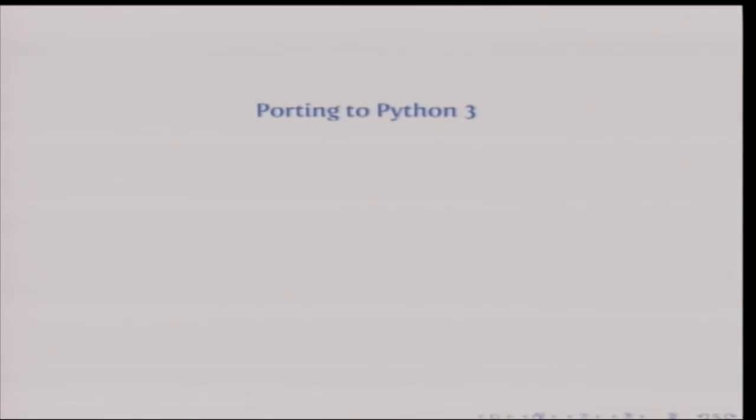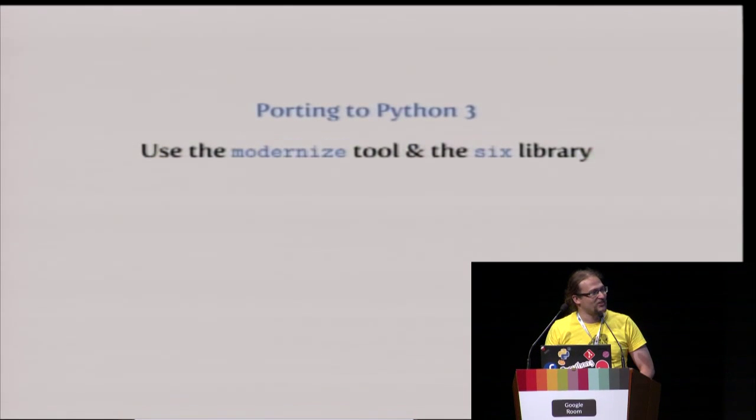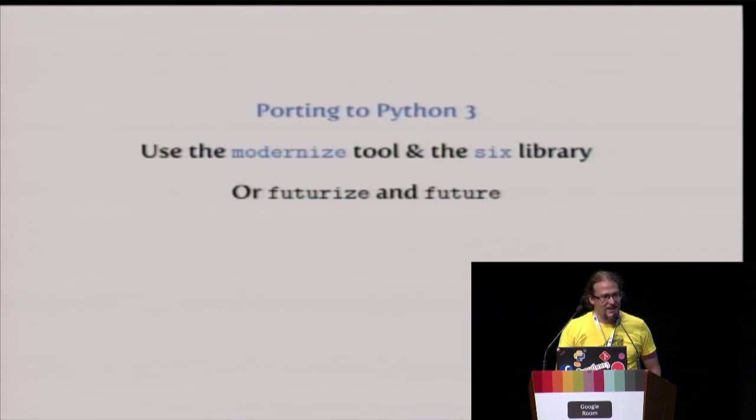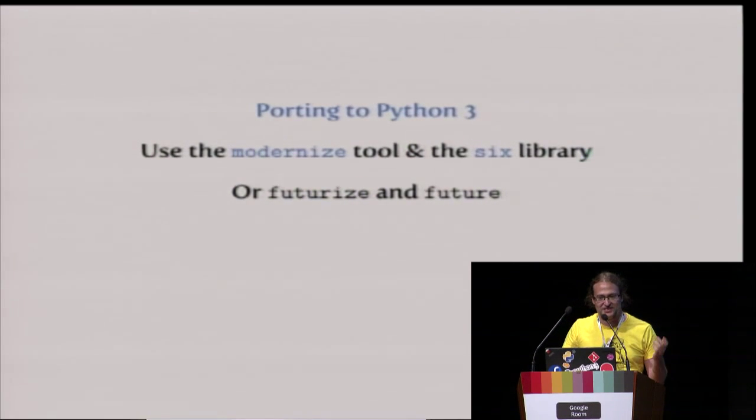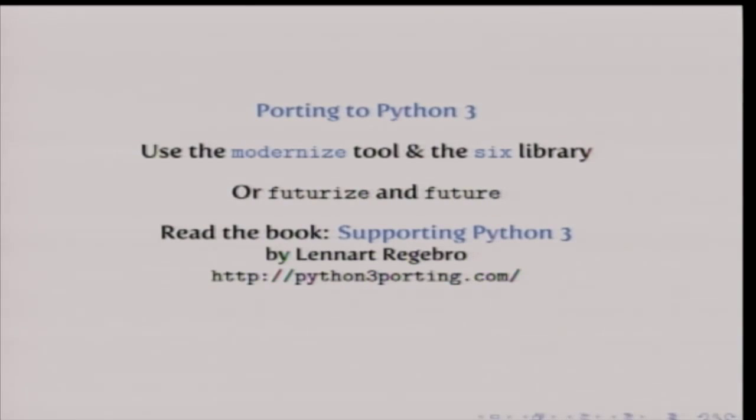Okay, hello. Everybody's favorite topic, right? So how do you port to Python 3? You use the Modernize tool and the six library, or Futurize and Future. And then you pretty much have to go through all your code and understand what it does, which is the hardest part of this whole thing. If you're stuck, then read this book. It's available online. It's pretty good. Then you have no reason not to port your Python code.